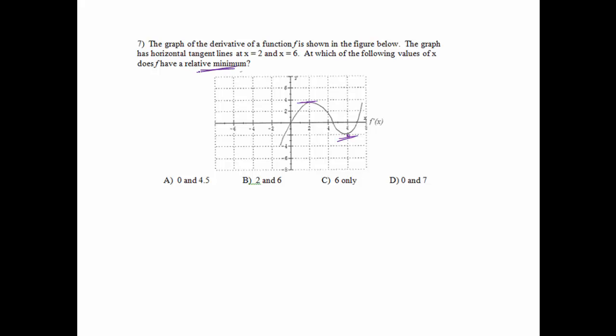Well, we know if we're dealing with minimums, we want an f prime chart. So when we're making an f prime chart, this is f prime, and we're just going to be looking above and below. I notice that the derivative is above the x-axis till I get to 0. It stays above until I get to about 4.5, it looks like. And then it stays below until I get to seven.